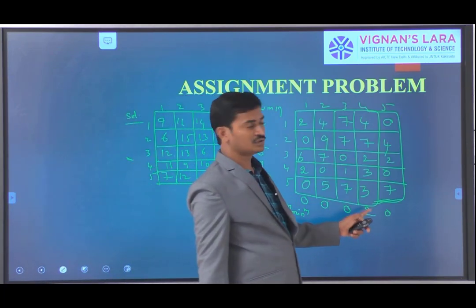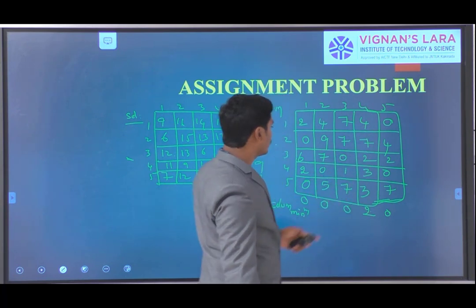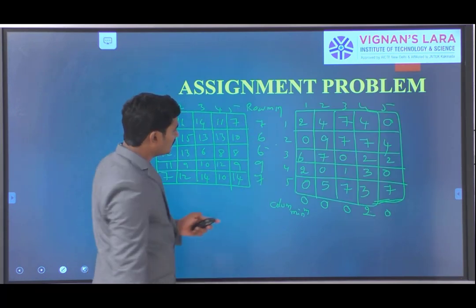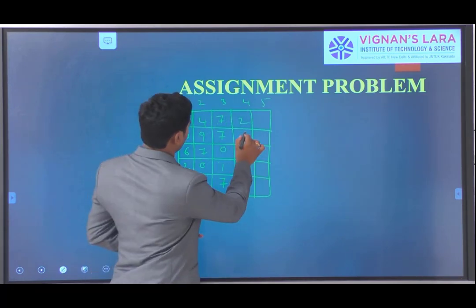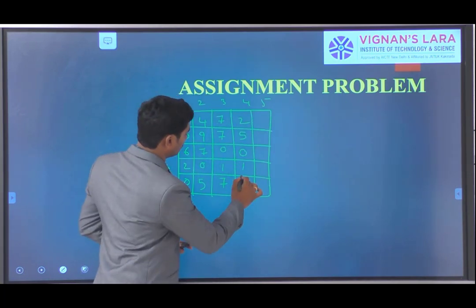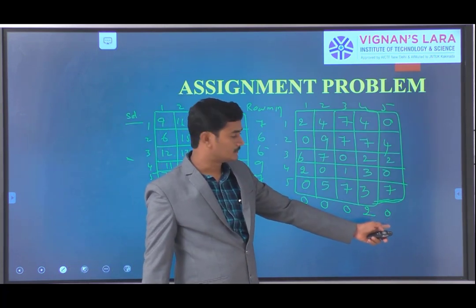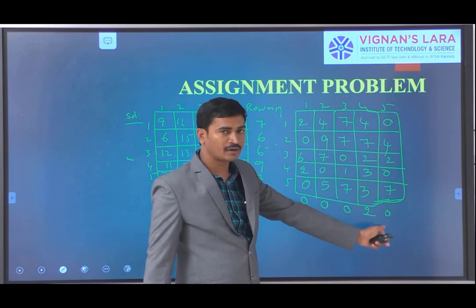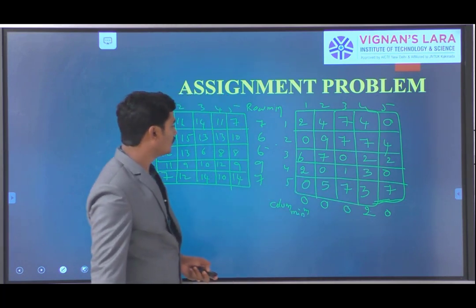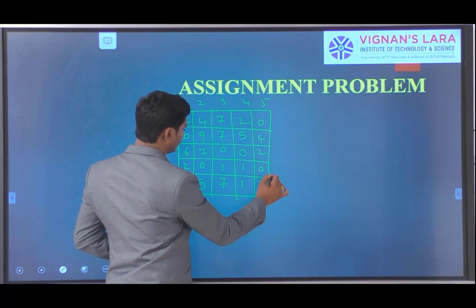Next, coming to the fourth column. Here the minimum value is 2. So we subtract 2 from this column. 4 minus 2, 2. 7 minus 2, 5. 2 minus 2, 0. 3 minus 2, 1. Here also 3 minus 2, 1. Coming to the last column, here also we have 0. So we subtract 0 from this column, and finally we get the same values.